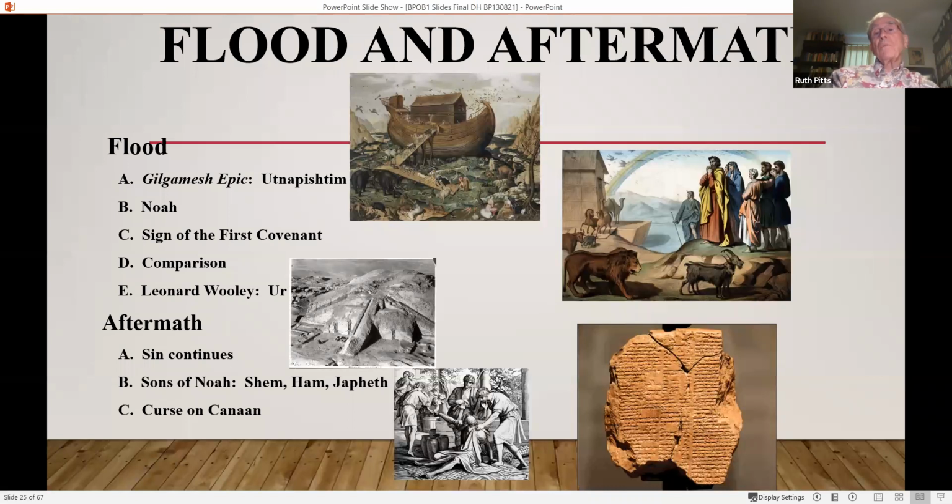The sons of Noah, Shem, Ham, and Japheth are recognized as the future of the world. And there's a curse that is placed on Canaan. Now, Canaan is the name of Palestine or modern day Israel. And the inhabitants there were the Canaanites. So these were the mortal enemies of the Hebrew people. So it's not surprising that you would have a curse placed on him.